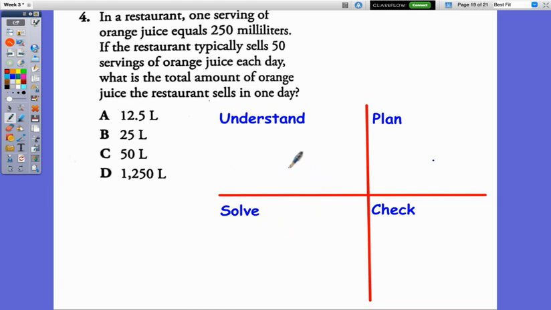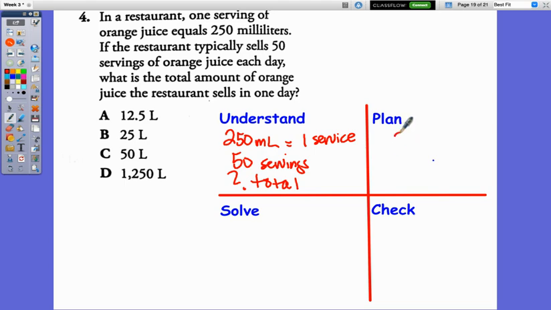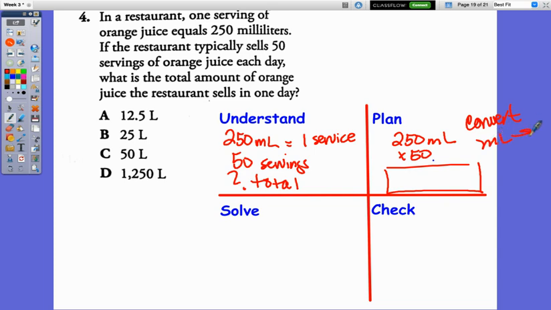Okay, in a restaurant, 1 serving of orange juice equals 250 milliliters. They typically sell 50 servings each day. I want the total. That's what they're asking me. So my plan is to do 250 milliliters times 50. That's going to give me the total, but they want it in liters. Then I need to convert milliliters to liters. So we're going to do that.